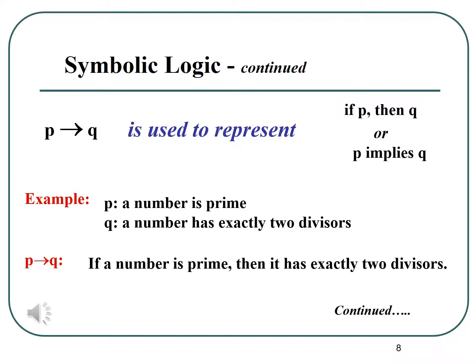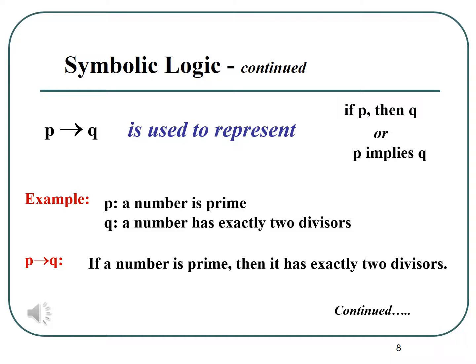A conditional statement is typically written with the letter P, an arrow facing toward the right, and then your Q. That means if P, then Q, or P implies Q. Now you have to define what P and Q are. So one way to do this is write a P, then a colon, define your hypothesis, Q, then a colon, define your conclusion. In the example here, we have that P, the hypothesis, represents a number that is prime, and Q is that number has exactly two divisors.